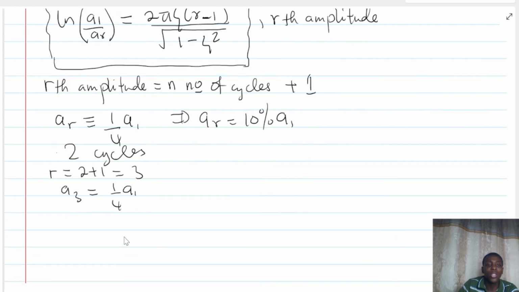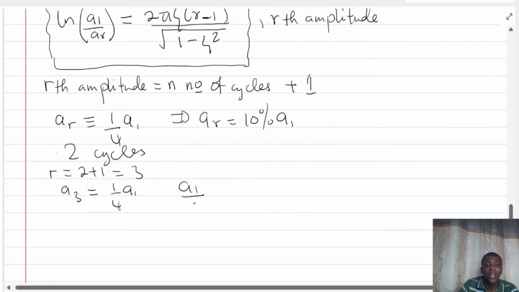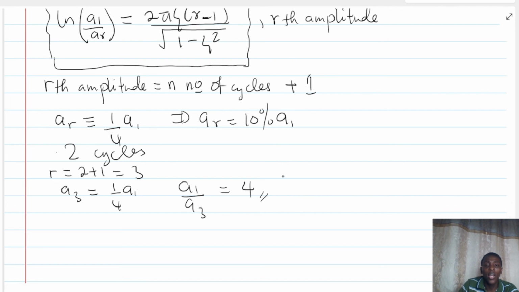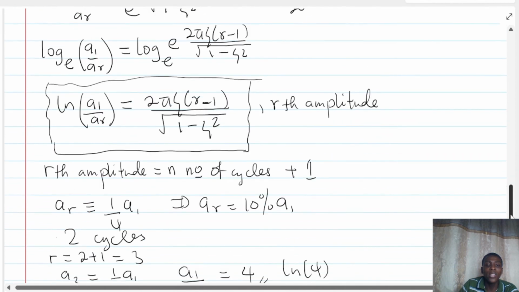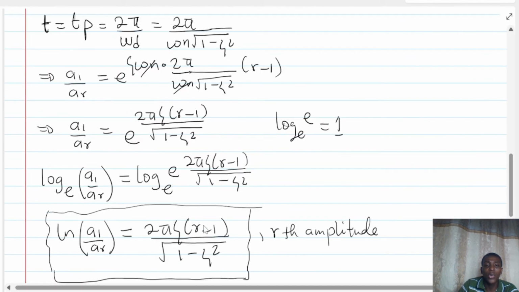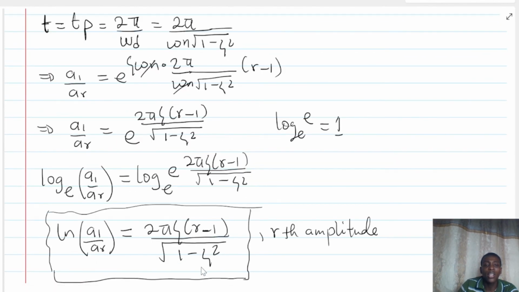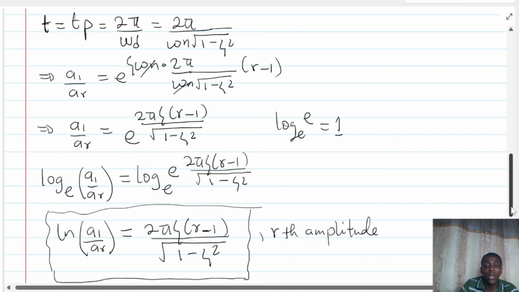And so if I want A1 over A3, then this is going to be 4. And so you are going to take the natural log of 4 over here. Then you will place R equals 3 inside the equation, and then you can solve for the damping ratio. Okay. So that is what the logarithmic decrement is all about.